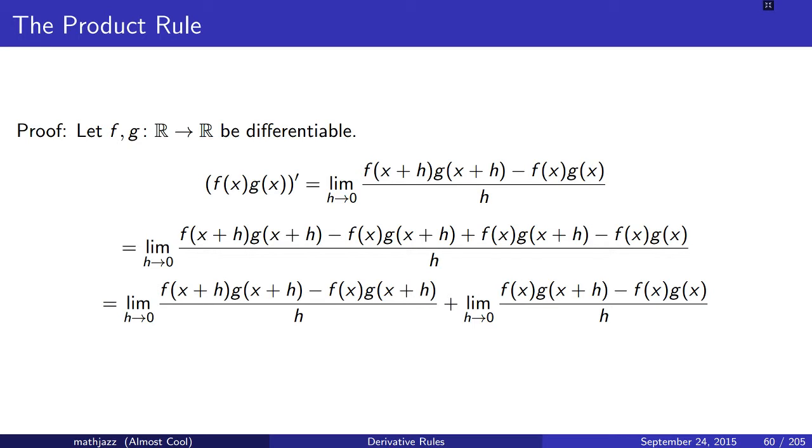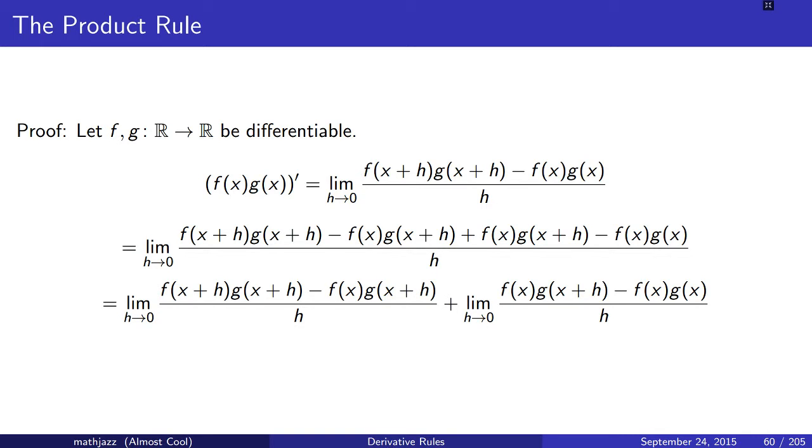We take f of x plus h times g of x plus h minus f of x times g of x plus h into one side of the fraction and split the fraction, and we have f of x times g of x plus h minus f of x times g of x on the other side. Once we have these, on the left fraction, we're going to factor out g of x plus h, and then we're going to split into two limits.